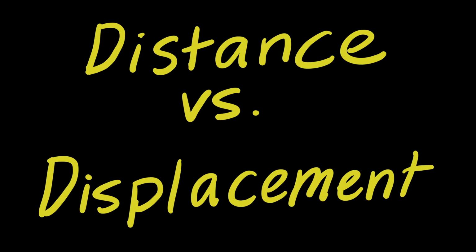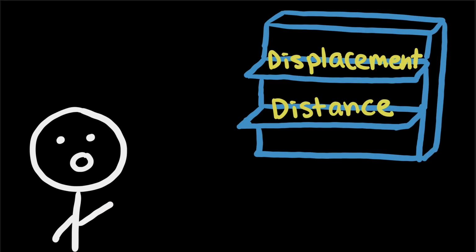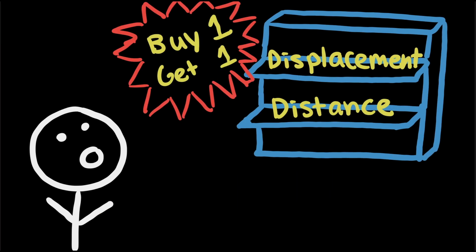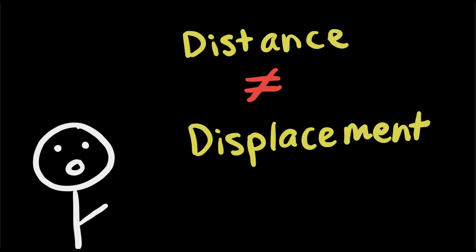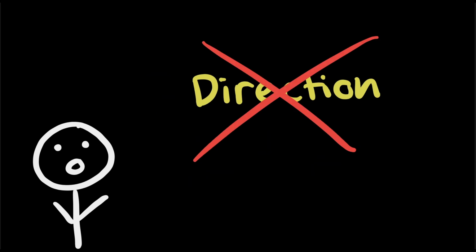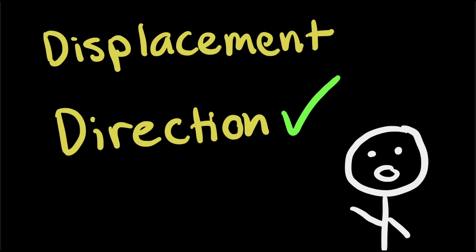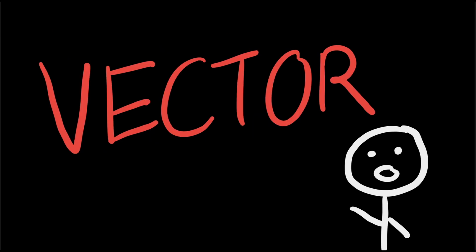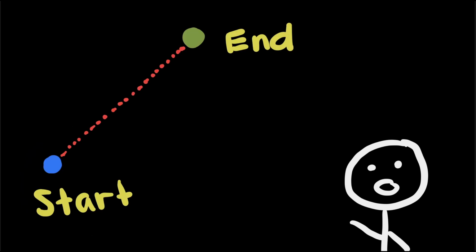Distance versus displacement. Distance and displacement come as a package deal, but there is a slight difference between the two. Distance is how far you have traveled, so it is a scalar value that we mentioned earlier. There isn't a direction associated with it, it's just a flat value. On the contrary, displacement has a direction, so it is a vector value. Displacement only cares about a straight line from a starting point to an ending point.